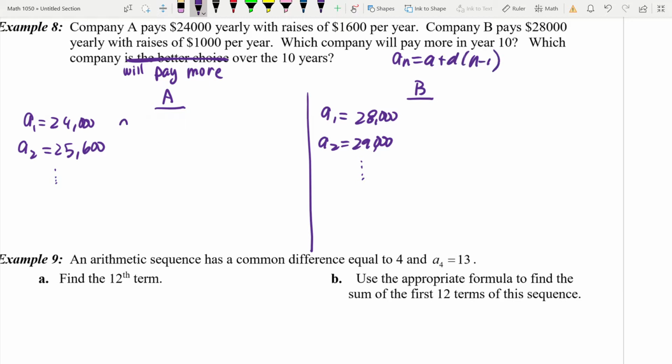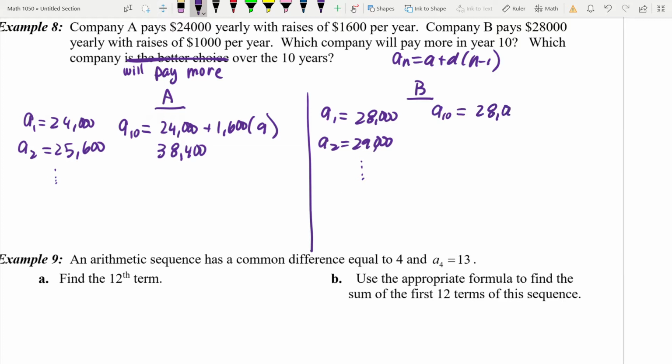So company A is A sub 10 equals A, which is 24,000, plus the common difference, which on that one is 1,600. 10 minus 1 is 9. Okay, so everybody go 24,000 plus 1,600, parenthesis 9, close it off, hit enter, and your answer is 38,400. Let's see what we get over here.